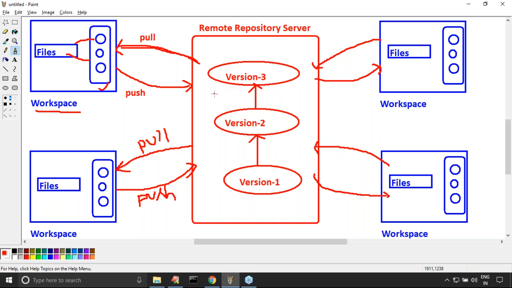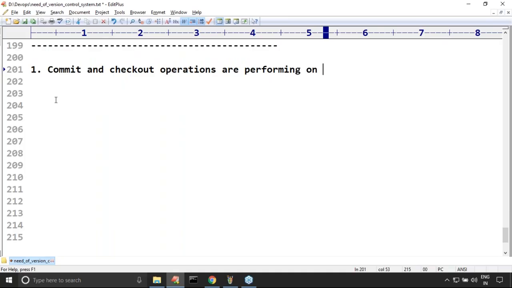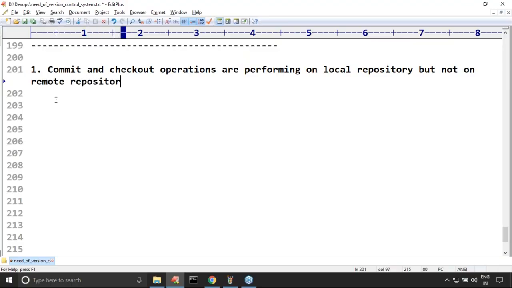So that is the first difference: commit and checkout operations are performed on the local repository, but not on the remote repository. That's why I can't use the word centralized repository for the remote repository. That's one thing. Next, the second one.